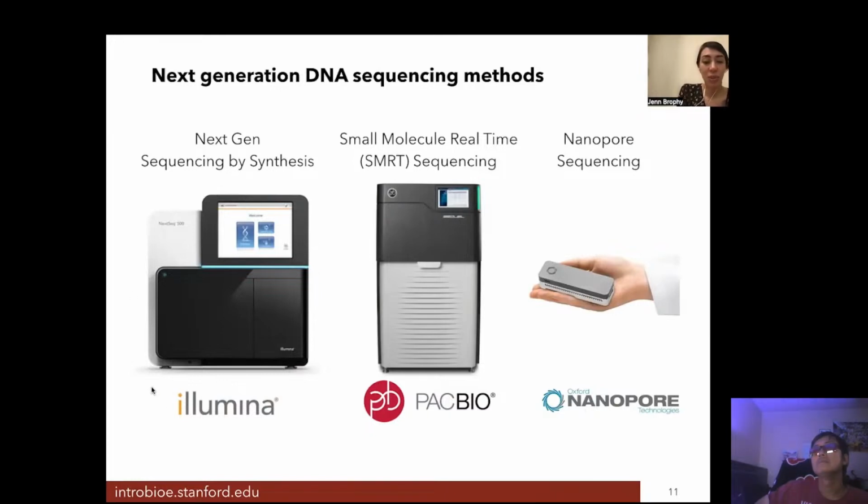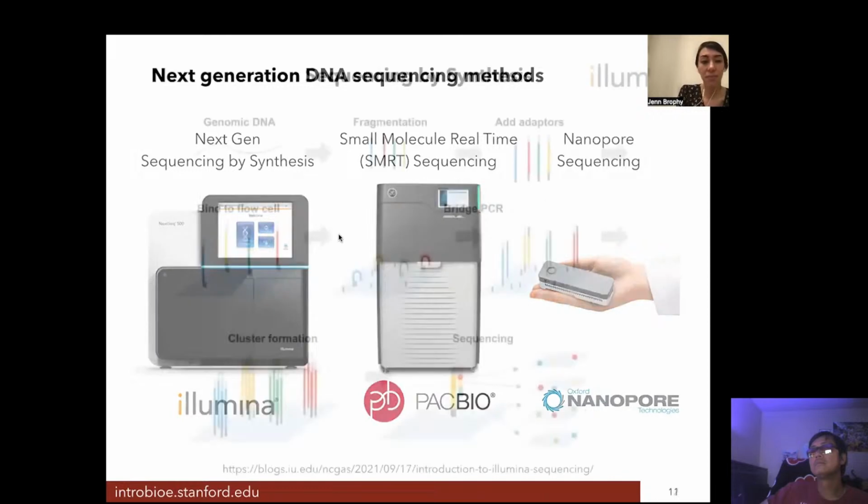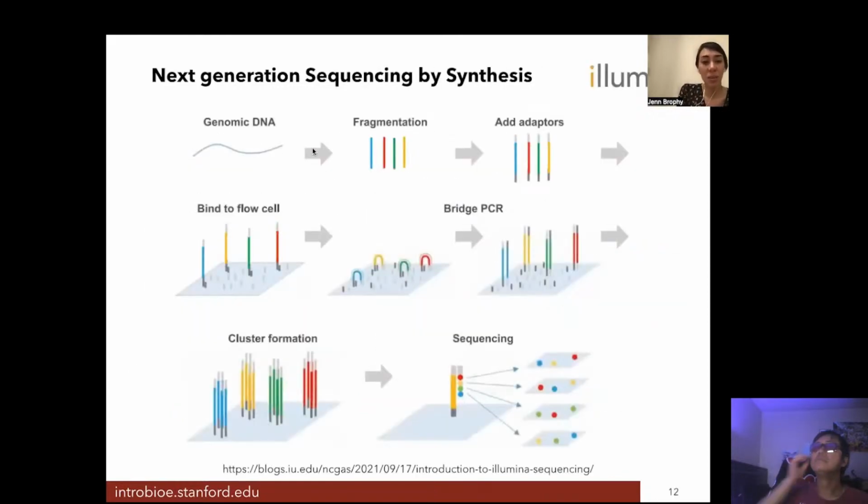So the first one that we're going to talk about is actually a variation on sequencing by synthesis. We're calling it next generation sequencing by synthesis, and this is what is used by a company called Illumina. The machines that they build actually look just like this. Okay, so Illumina sequencing is similar in that you're going to be incorporating a mixture of bases, each of which has a dye on them. And these are all done on a chip instead of in solution.